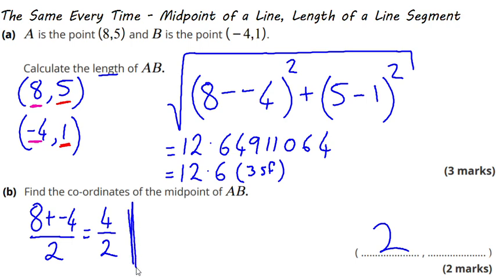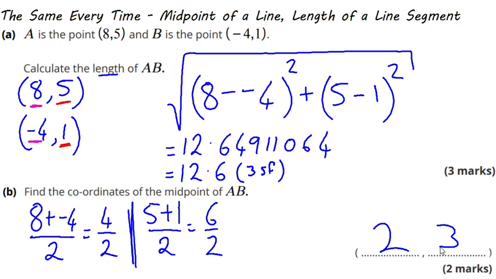And then the y-coordinate, add together. This is adding for the midpoint, not subtracting. Subtracting's for the other one. Adding together for the midpoint, 5 plus 1 divided by 2. Well, that's 6 divided by 2. So that's going to give me 3. So that's a great 2 marks, isn't it? If you know your stuff. But again, notice I've written down my method, so I'm covering myself there.